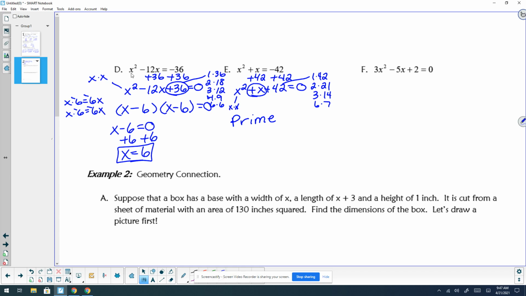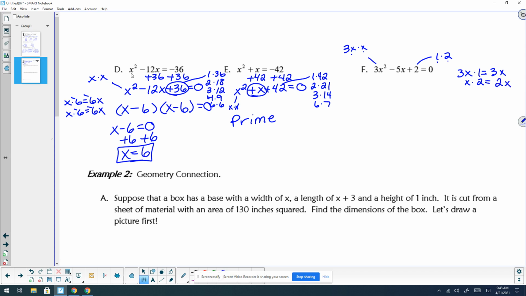On to F. On F, I need to make a factor tree of 3x squared. I need to make a factor tree of 2. I have a positive in the back, so I want to multiply to something that's smaller than 5, but is close to 5. So I'm going to take 3x times 1, which is 3x. Because I used 3x, I have to use x. Because I used 1, I have to use 2. x times 2x is 2x.